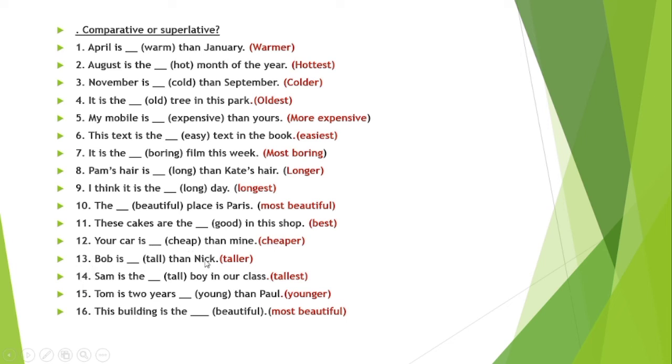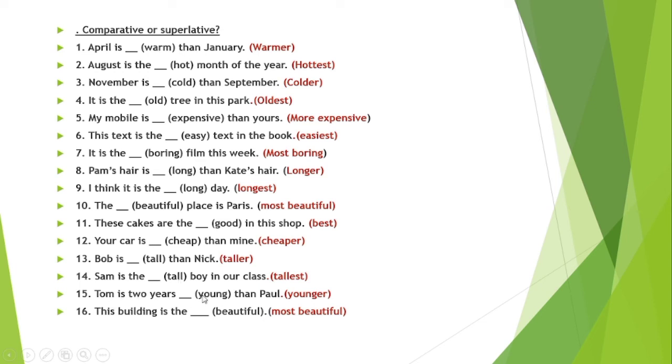Bob is dash than Nick. Again we have a comparison between Bob and Nick, so we need comparative degree. So Bob is taller than Nick. Sam is dash boy in our class. Now Sam is compared with the rest of all the boys in the class, so here we need superlative degree. Sam is the tallest boy in our class. Tall is single syllable, we add est, it becomes superlative.